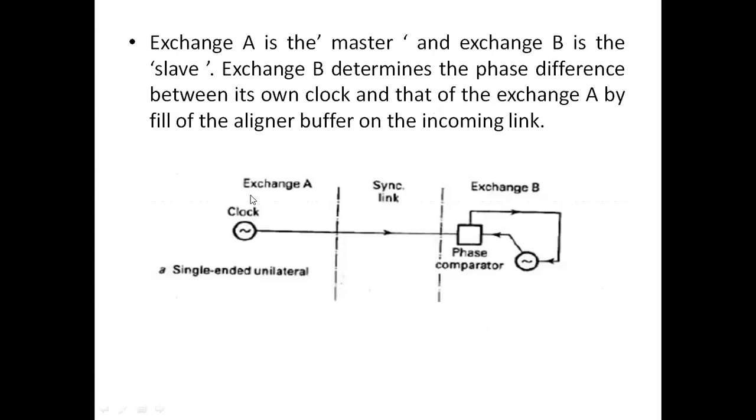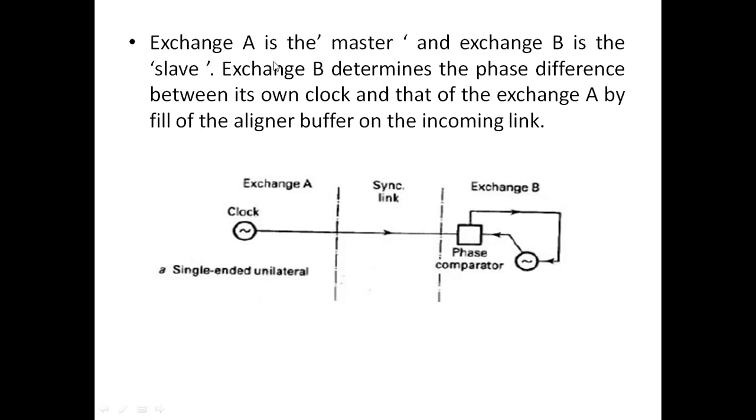As you can see, you have an exchange A, which is a master exchange, and an exchange B, which is a slave exchange. We have a phase comparator here. Over a synchronization network, exchange B refers to the clock frequency of exchange A, compares it with its own clock frequency, and uses a phase comparator to provide feedback to the clock oscillator. That feedback comes as a voltage, which in turn controls the operation of the local oscillator of exchange B.